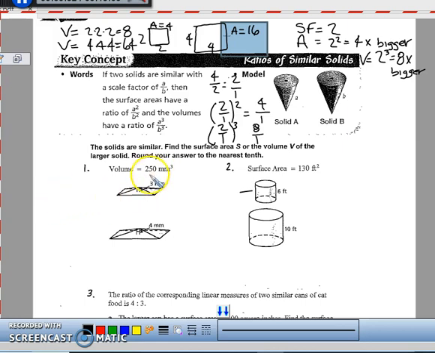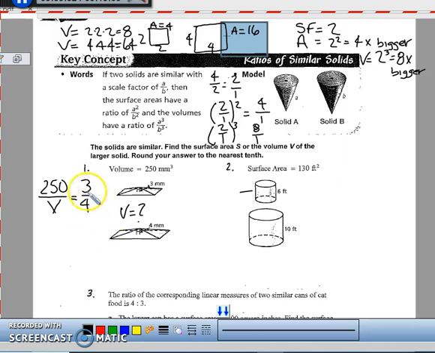If we're trying to find the volume, we have the volume of the smaller one, and the larger one I don't know the volume for. So that's my x. So my ratio that I'm going to set up is 250 for the volume on the top one, and x or V, whatever you want to use, for the volume on the bottom one. Since I started with 250 on top, my ratio of the corresponding sides would be 3 to 4. So I'm going to set it up with 3 to 4.